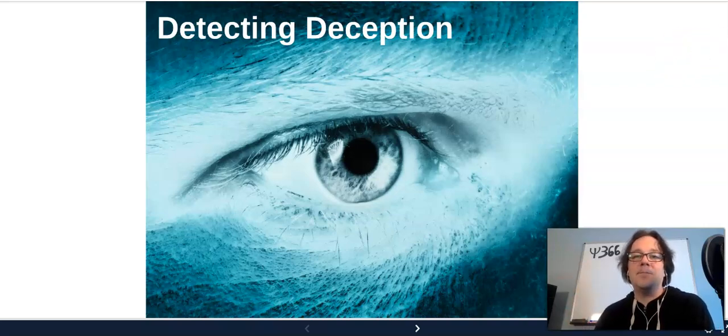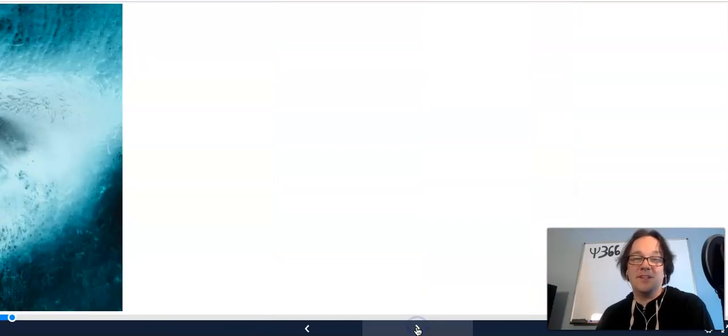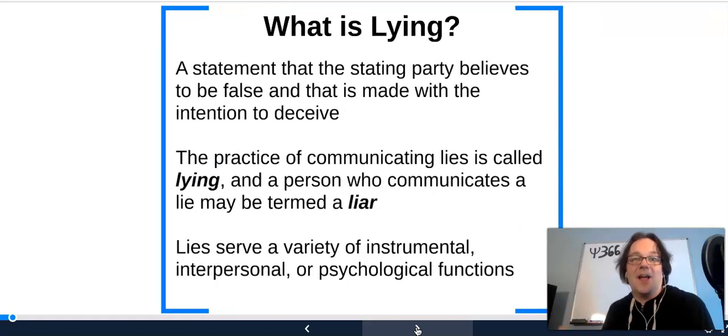We'll first start off by talking about detecting deception, and we'll begin by basically just asking what is lying? So what exactly is deception, and we'll take a look at why it might be useful, and why we lie all the time as humans, and how come we're not so good at detecting when we're being lied to.